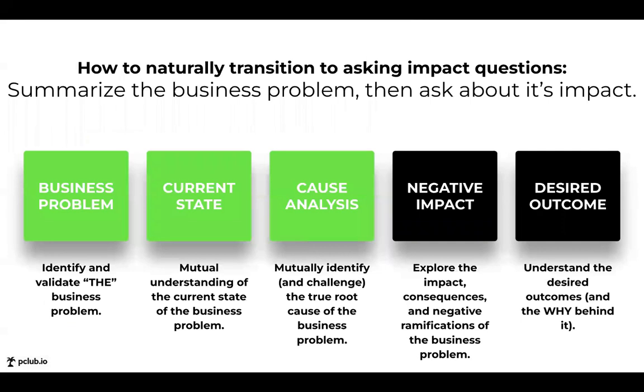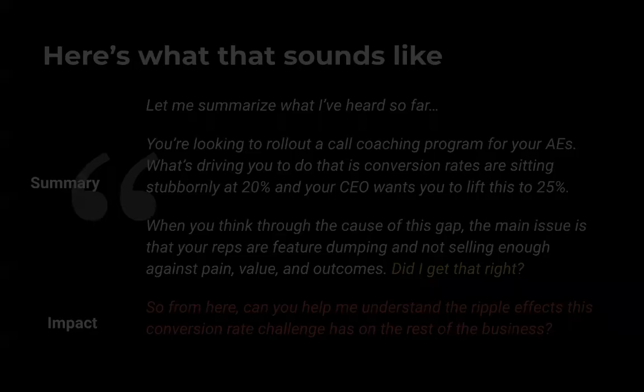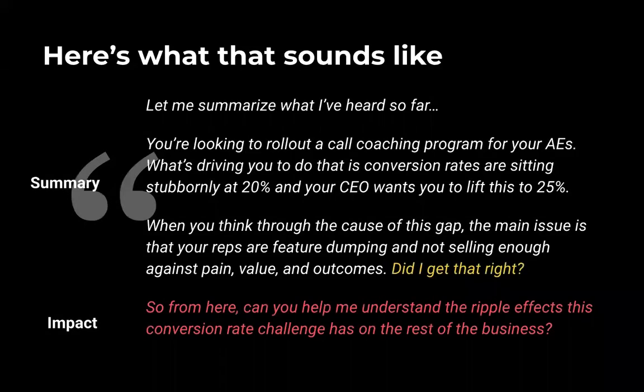Okay, so I have already beat a dead horse on making this point, so I'm just going to show you what this looks like as we go on. But like I said, the first step is to summarize the business problem, which is these 3 parts: the problem, the current state you've understood, the cause analysis, and then springboard into asking for impact. So here's exactly what this would sound like. Okay, let's say they have a conversion rate issue, and I'm just gonna voice over this.